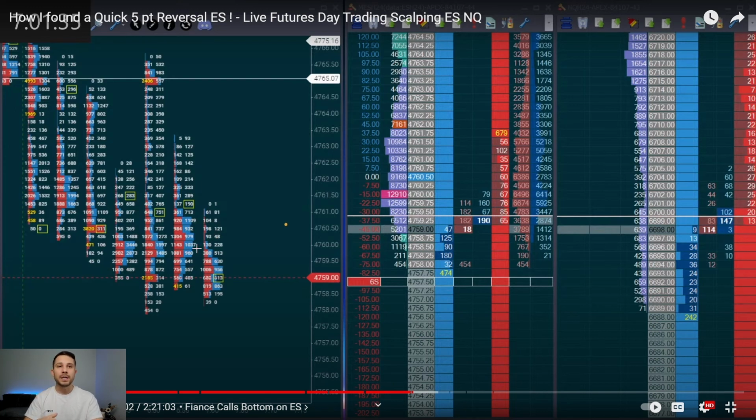The problem lies in their inability to break price. Now, they are making new lows, don't get me wrong. Every single print went lower, made a new low, made a new low.